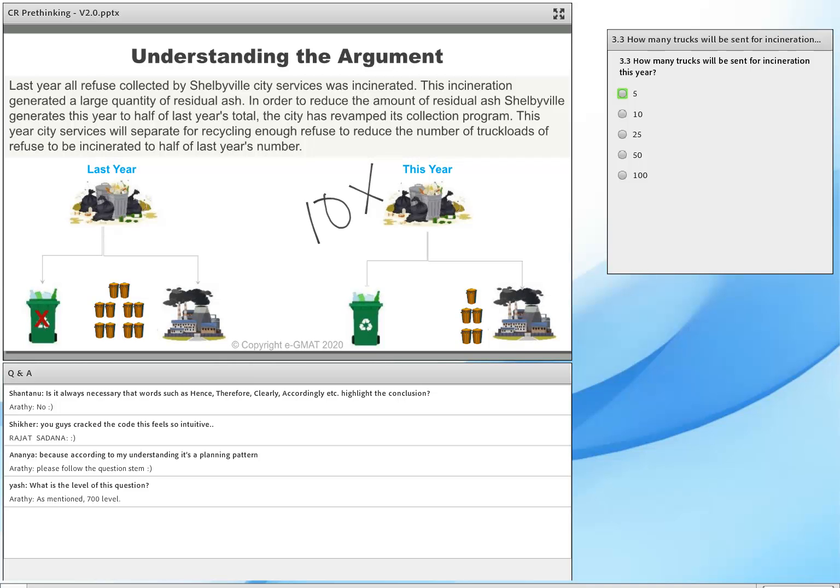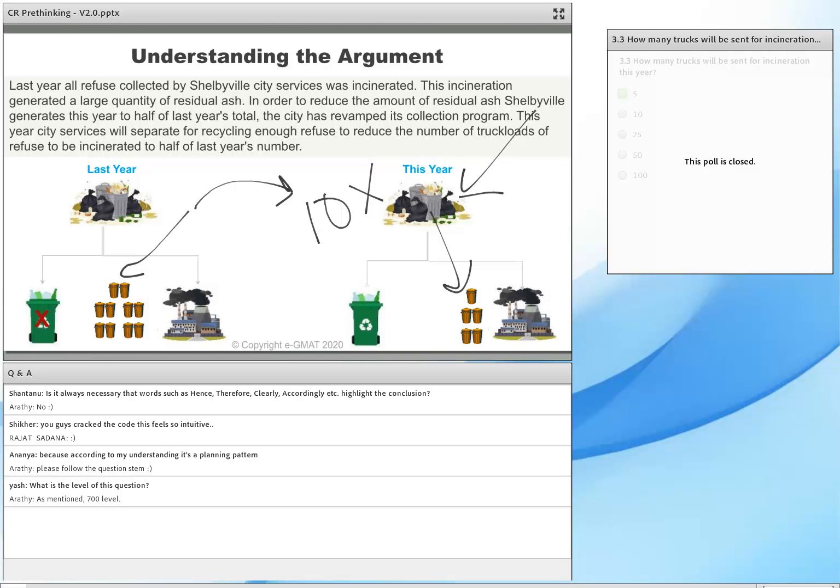If you answer this question correctly, you're going to find this question and the highway miles question practically identical. The logic used is very, very similar. The question is, if I collect 10 times as much garbage or refuse, how many trucks would go for incineration? Come on guys, energy. Last year we sent 10. This year the amount of refuse collected is equivalent to 100. But how many do you think I'm going to send for incineration?